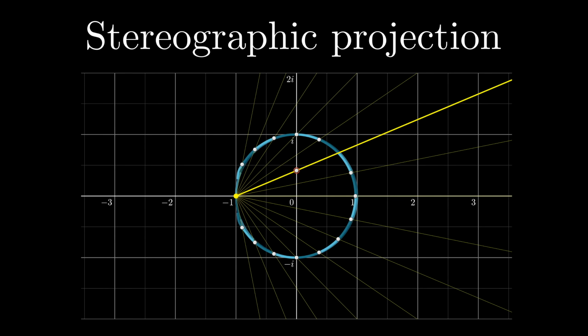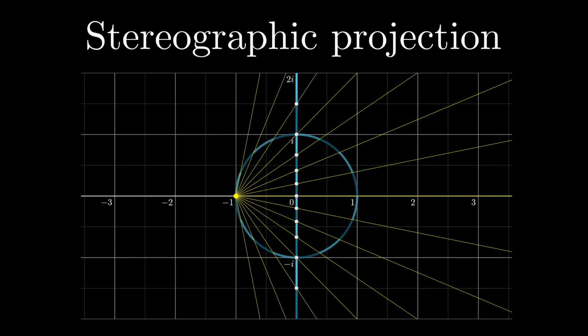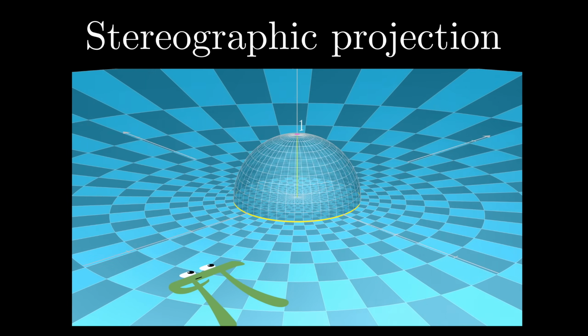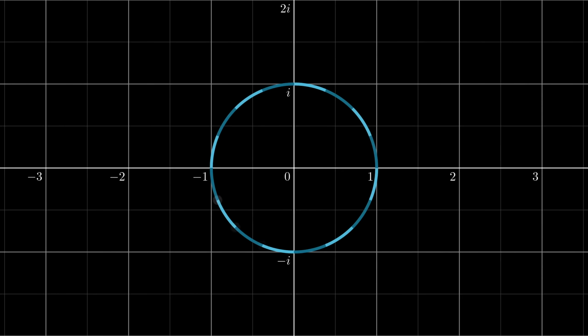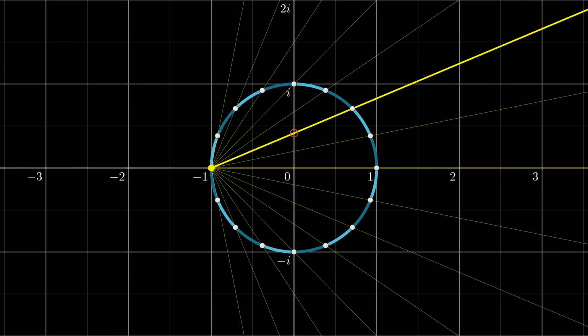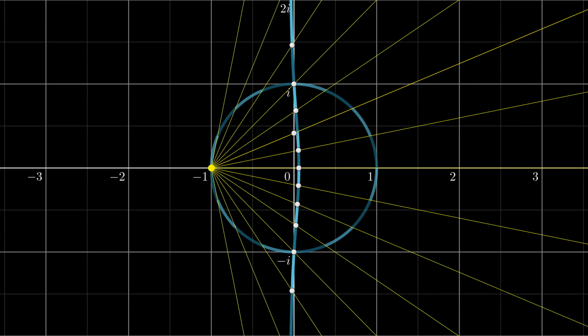It's a special way to map a circle onto a line, or a sphere into a plane, or even a 4D hypersphere into 3D space. For every point on the unit circle, draw a line from -1 through that point, and wherever it intersects the vertical line through the circle's center, that's where the point of the circle gets projected. So for example, the point at 1 gets projected into the center of the line. The point i actually stays fixed in place, as does -i.